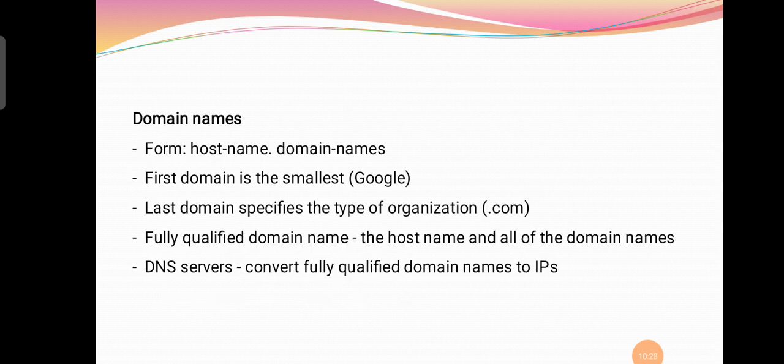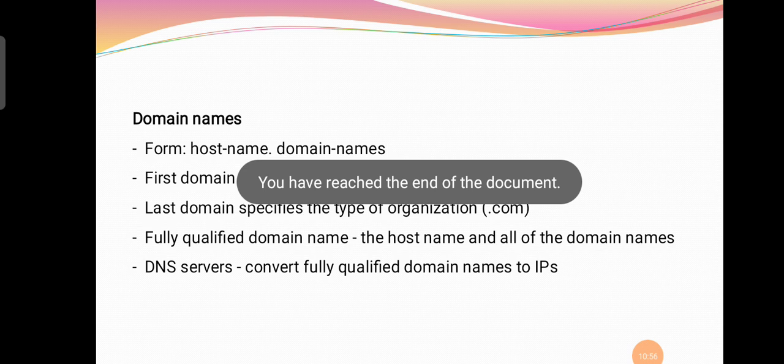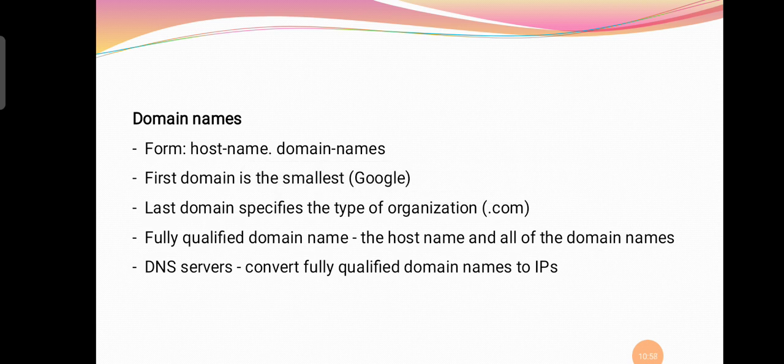Then domain names have the form host name, domain name. The first domain is the smallest, and it specifies the organization. The last domain specifies the type of organization, for example .com. The fully qualified domain name consists of the host name and all of the domain names. To provide the domain names, DNS servers are there. So that's all about the introduction to the World Wide Web.